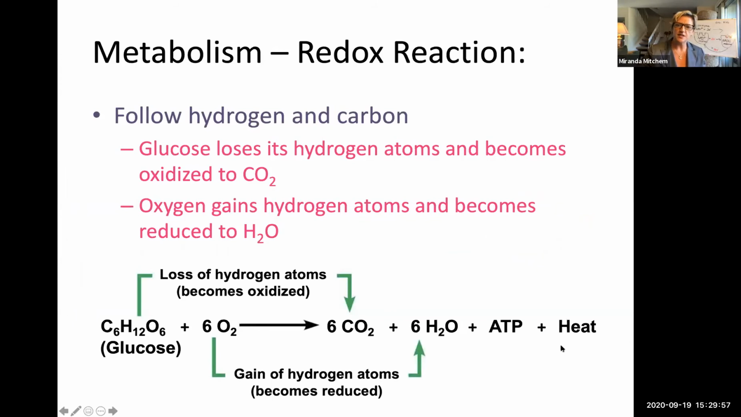Okay, so let's pause a moment and look at the chemical reaction, the redox reaction. My advice is always to follow the hydrogen and the carbons of the chemical reaction. Let me show you why.